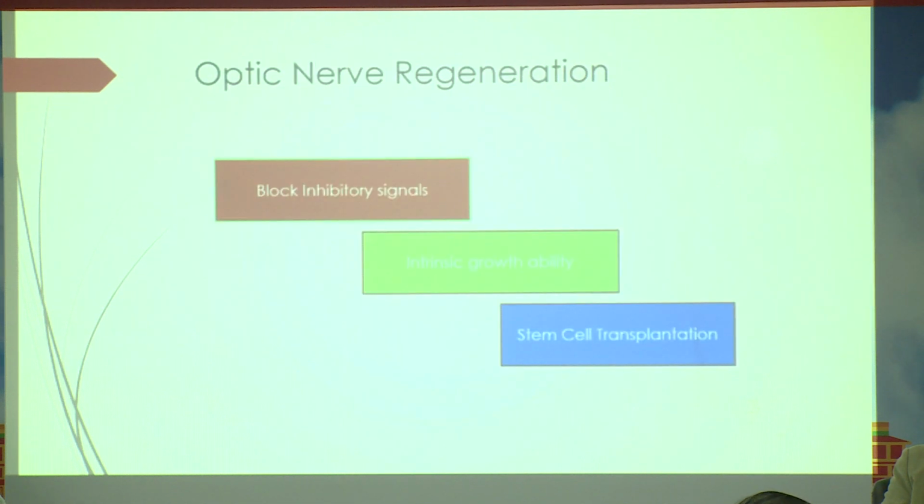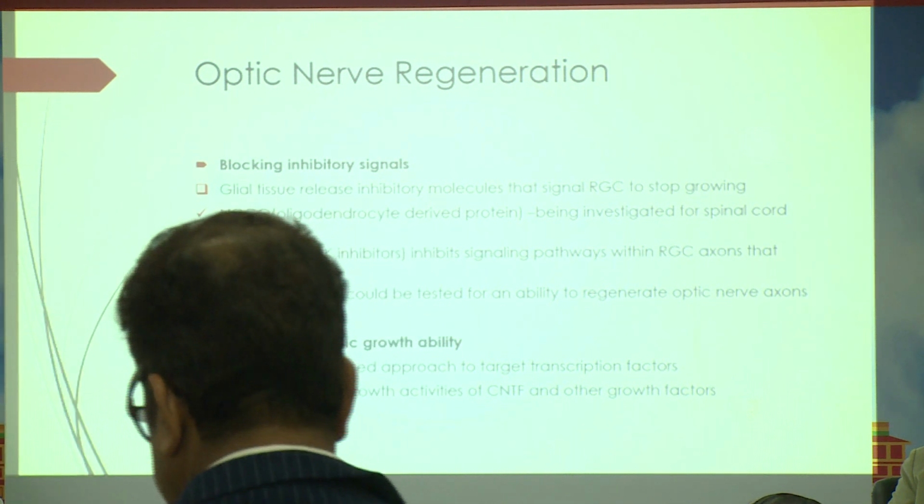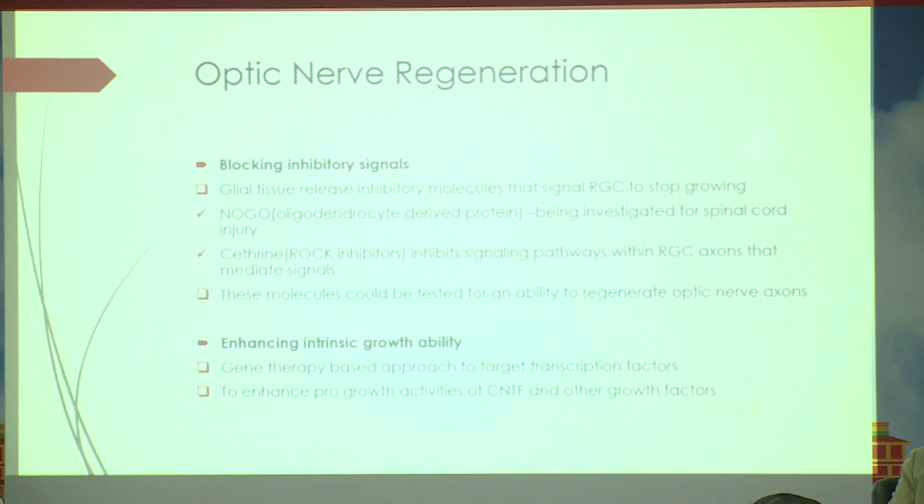And then the last strategy I mentioned is optic nerve regeneration, which can be done by blocking the inhibitory signals, by improving the intrinsic growth ability of these cells, and by stem cell transplantation. For blocking inhibitory signals, we have the glial tissues. Glial tissue can release inhibitory molecules that signal the RGC to stop growing. Inhibition of these can be done using NOGO, which is being investigated for certain spinal cord injuries. Let's see if it can be applied to our optic nerve as well. And we have the ROCK inhibitors, which, as I told you, are supposed to inhibit the signaling pathways that can damage these RGC axons.